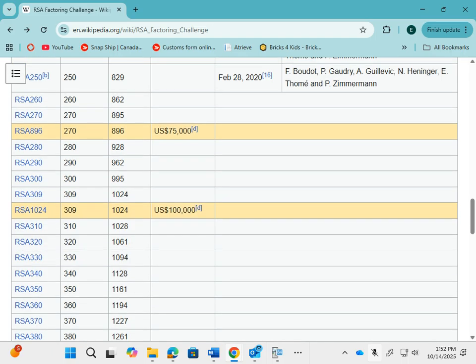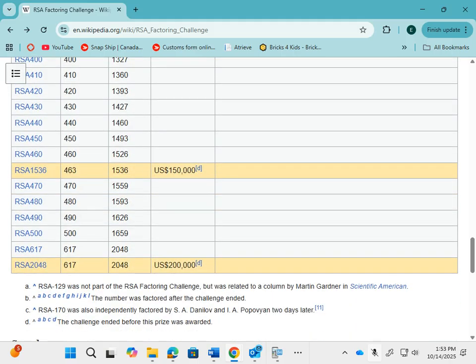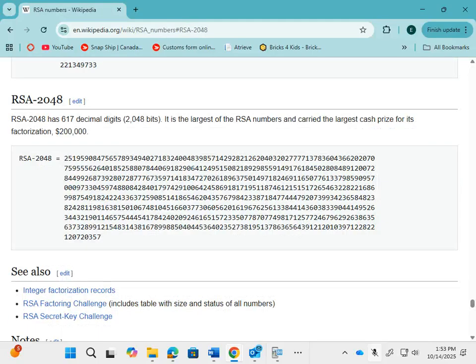Still unsolved. 100 grand for this one. 150 grand if you get this one. Aren't you trying it, Jared? Still unsolved. 200 grand if you get this one. You want to see how big this number is? There are two numbers that multiply to get that number. If you find out what those two numbers are, $200,000 prize.